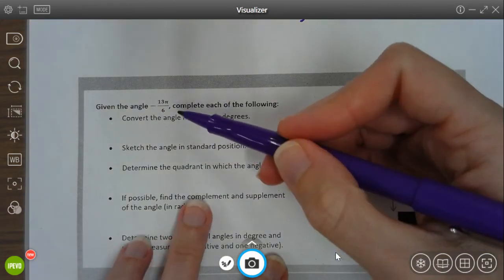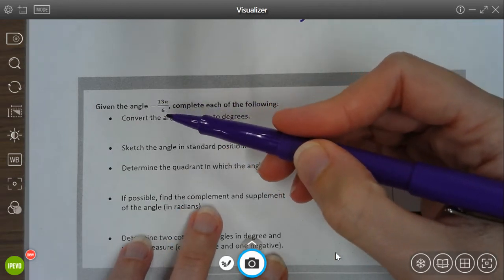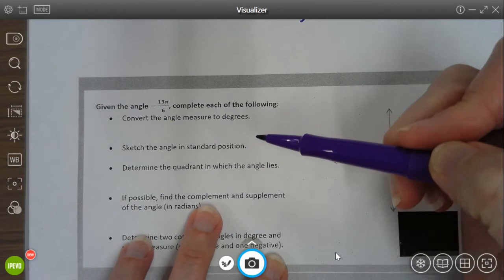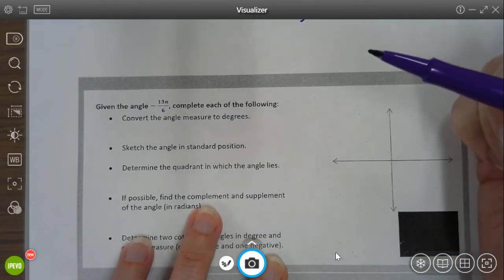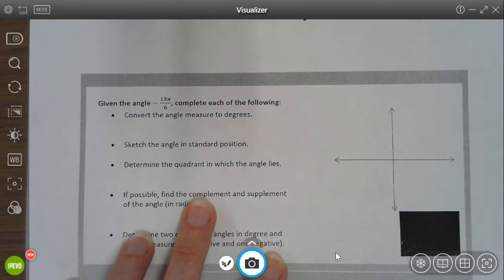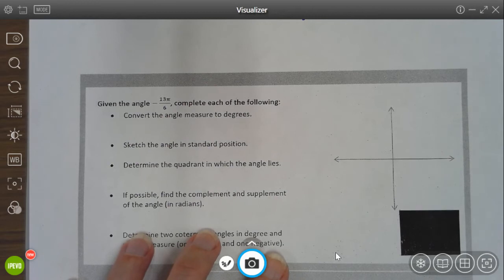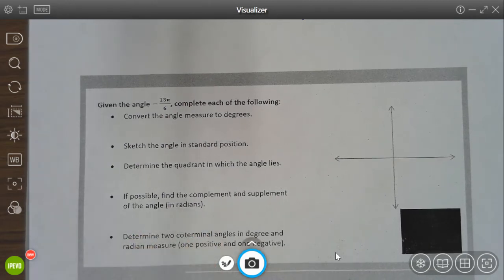You'll convert it from whatever unit it is. If it's in radians like this example, you would convert it to degrees. If it's in degrees, you'll convert it to radians. You're going to sketch your angle in standard position. Remember drawing the little rotation to show which direction you're moving. And then, if possible, find the complement and supplement. And then you're going to give me two coterminal angles in degree and radian measure.